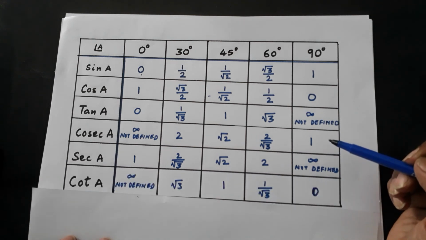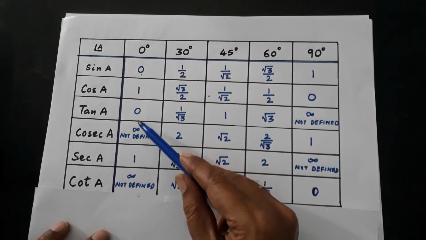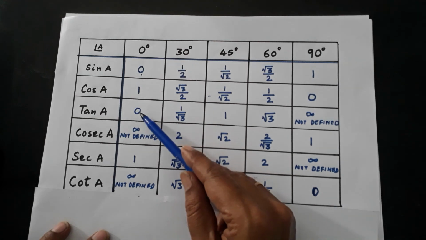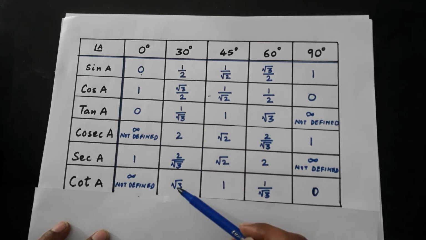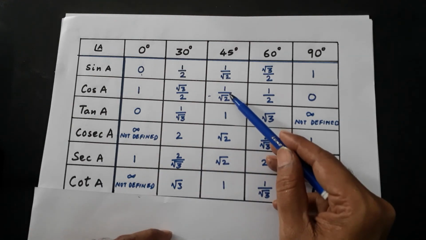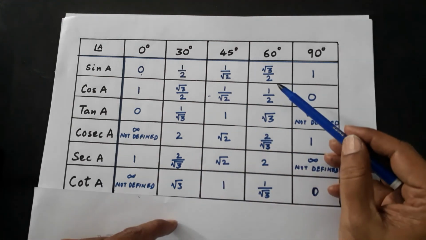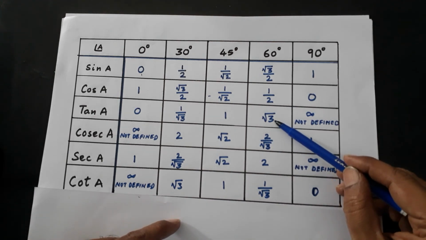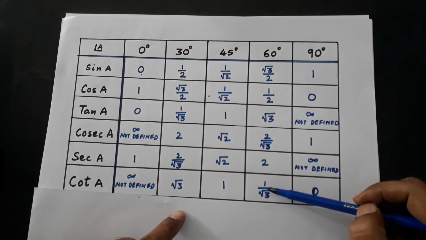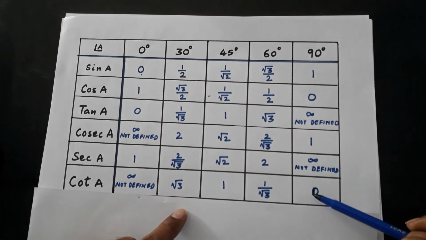How do we get cot? Cot is the inverse of tan. 1 by 0 is infinity. 1 by 1 by root 3 is root 3. 1 by 1 by root 2 is 1. 1 by 1 by 2, or this one. 1 by root 3, 1 by root 3. Okay, 1 by infinity is 0.